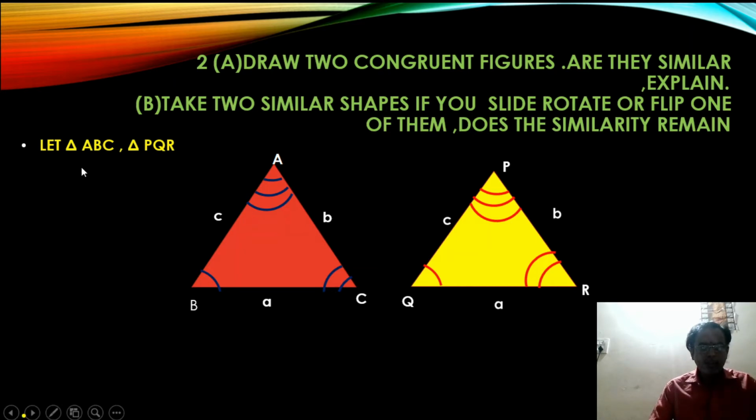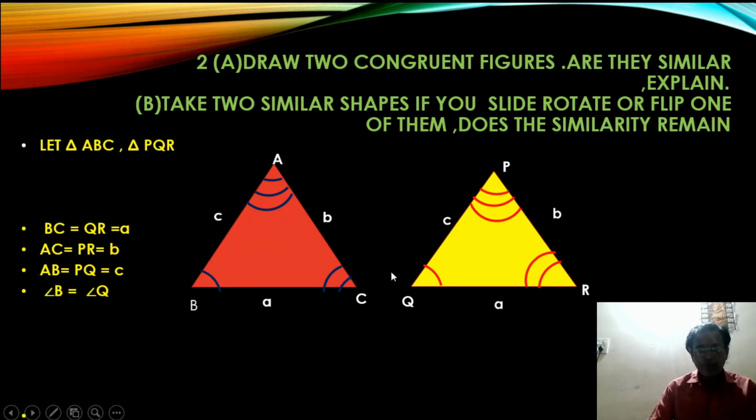Okay. So I am taking 2 triangles with the same congruent sizes and congruent shapes. That means their corresponding sides are equal and the corresponding angles are also equal. Now here BC is equal to QR is equal to a, the first corresponding pair. Second, AC equal to b, PR is also b. AB is equal to PQ is equal to c. Both are the same in length. So here the corresponding sides are the same in length.